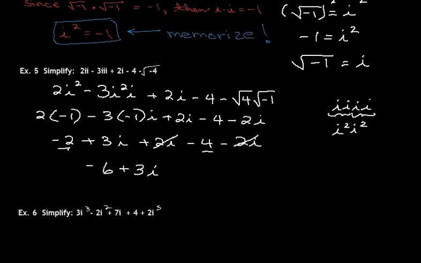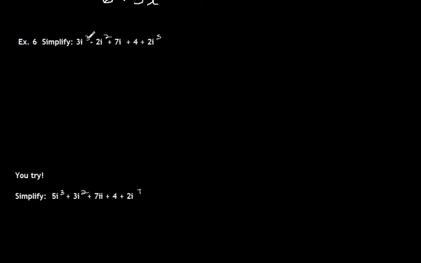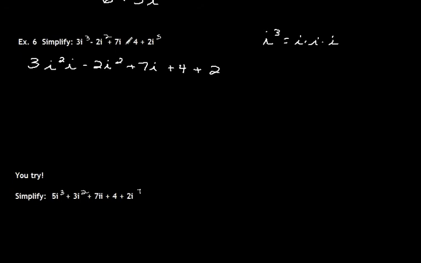Let's try one more, and then you get to try one. Alright, so this time I have 3i cubed. Now, i cubed is equal to i times i times i. So we're going to get 3i squared, and there's still an i left over, minus 2i squared plus 7i plus 4 plus, this is 2i to the 5th. So let me pull i to the 5th over here for a second. That's the same as i times i times i times i times i.